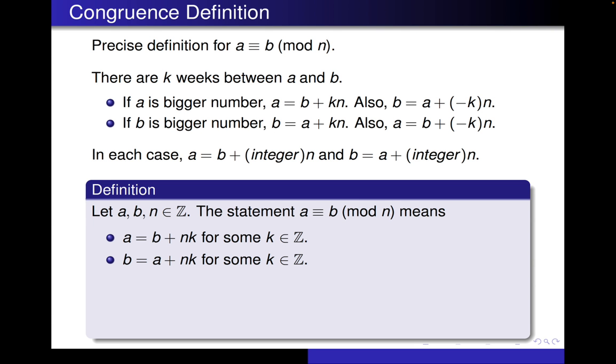B is equal to A plus nk for some k in the integers. Now the k in that second case is not the same as the k in the first case. They're both integers, but the second k is the opposite of what you get in the first k, as we saw above.